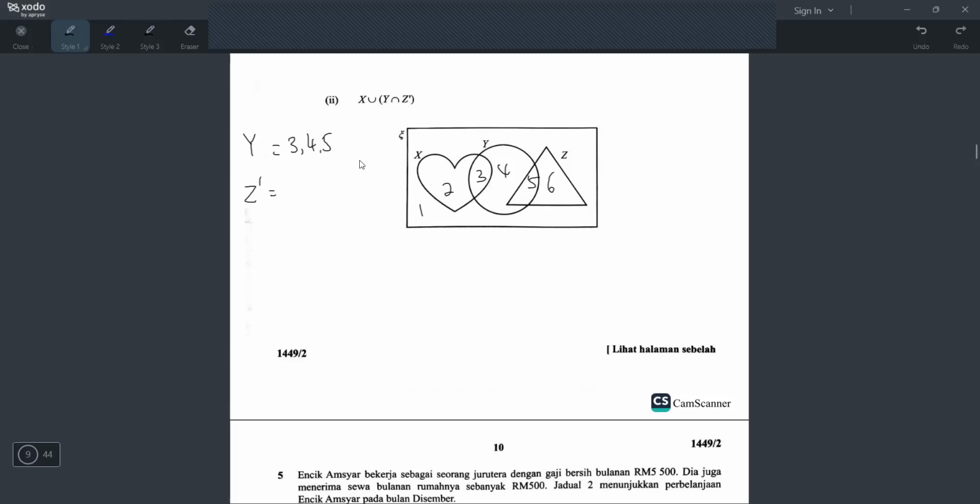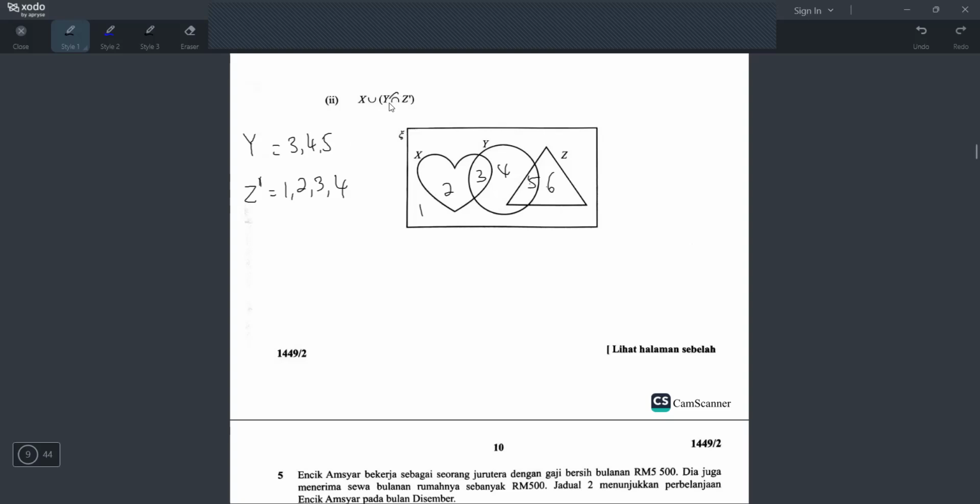And then what is Z complement? Z complement means everything except Z. So what is Z? Z is the triangle, and inside the triangle there's 5 and 6. Then what is Z complement? It means everything except the 5 and 6. So 1, 2, 3, 4. Right? So remember, complement means everything apart from Z, so not 5, 6. So 1, 2, 3, 4.